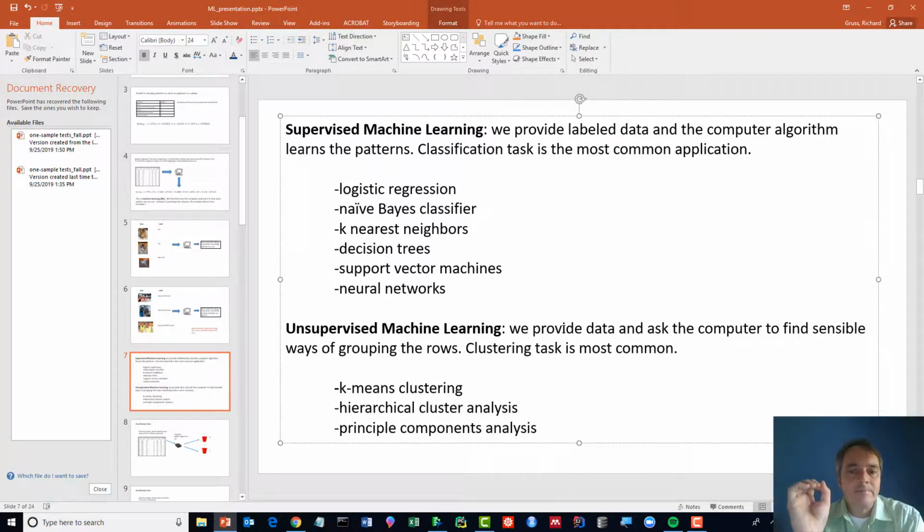This is clustering. So the most common task for unsupervised machine learning is clustering. Okay, and we'll go into what that means. But here are some of the algorithms that are associated with unsupervised machine learning: K-means clustering, hierarchical cluster analysis, and principal components analysis. And we're just going to look at K-means today.